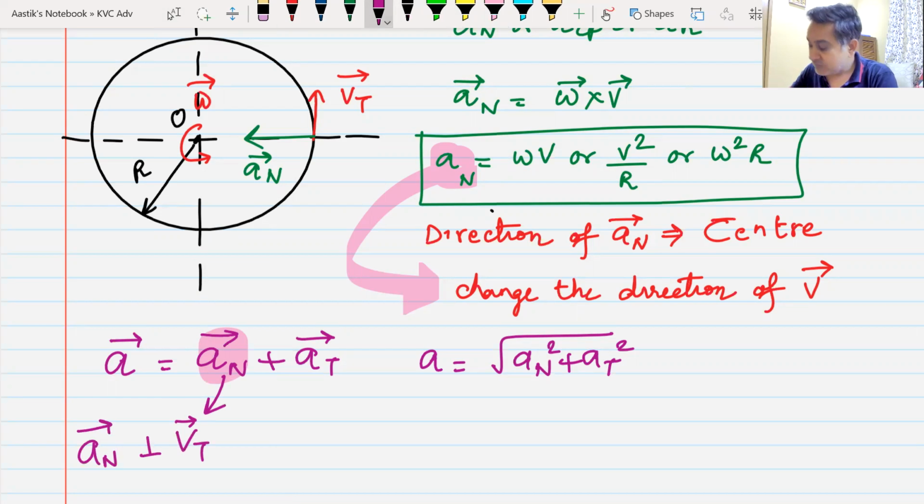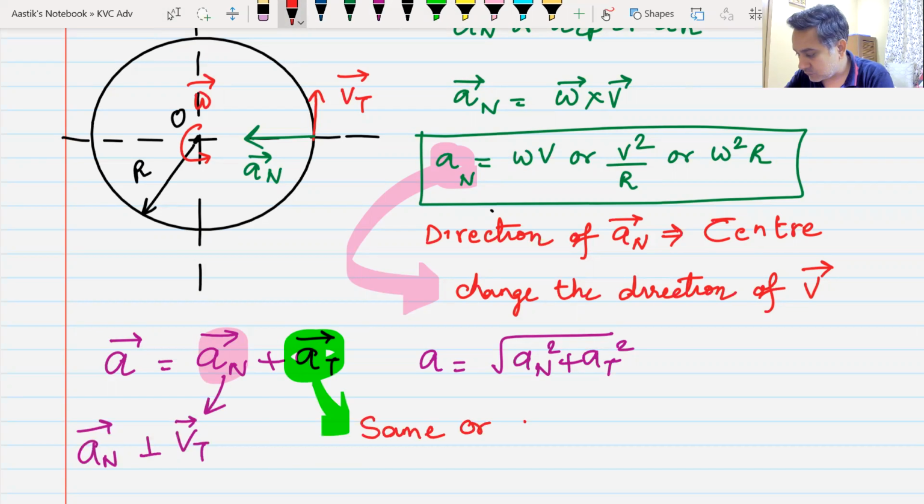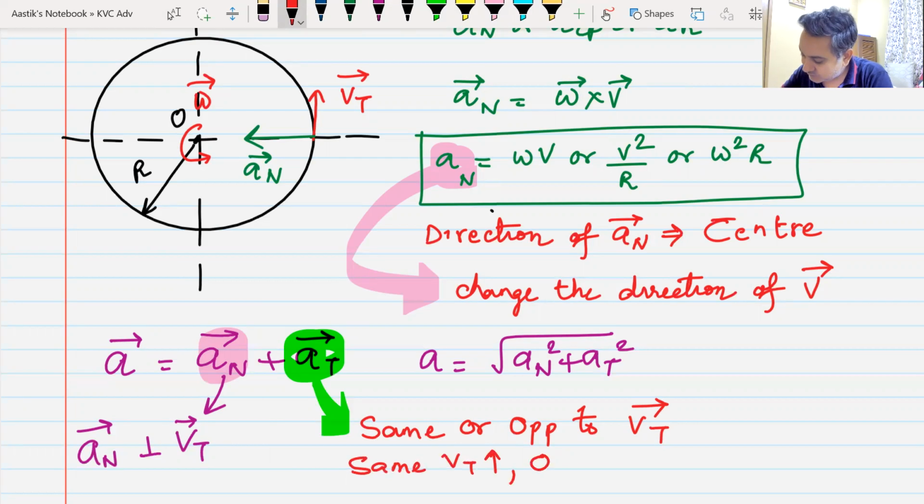Do we understand this? Yes, sir. This is known as tangential acceleration because it is in the same direction or opposite to velocity. If it is in the same direction, the magnitude of Vt increases. If it is in the opposite direction, the magnitude of Vt decreases. Do we understand this? Yes, sir. That's all that you need to remember.